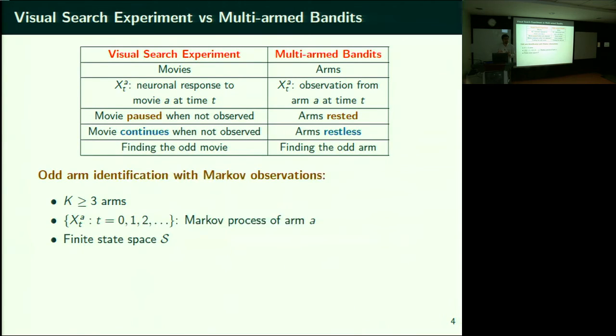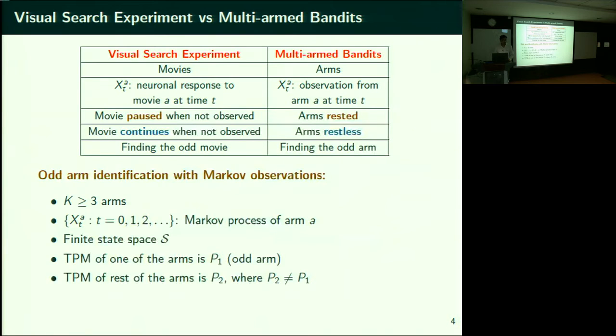Let's make it as simple as possible, but no simpler, so that the model is still non-trivial to study. So we have a finite state space for each Markov chain. Now, to describe that Markov chain, I need to tell you the transition probability matrix. The oddness comes from the transition probability matrix for one of the arms being different. Let's say for one of the arms it is P1. This is what I call the odd arm. For the rest of the arms it is some other P2. P2 is not equal to P1.